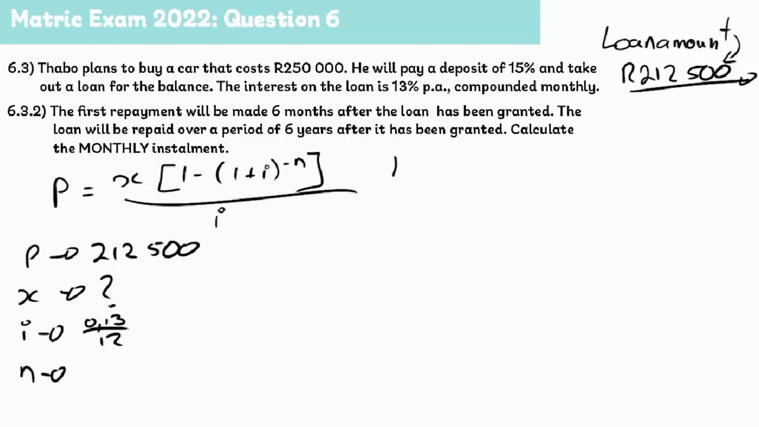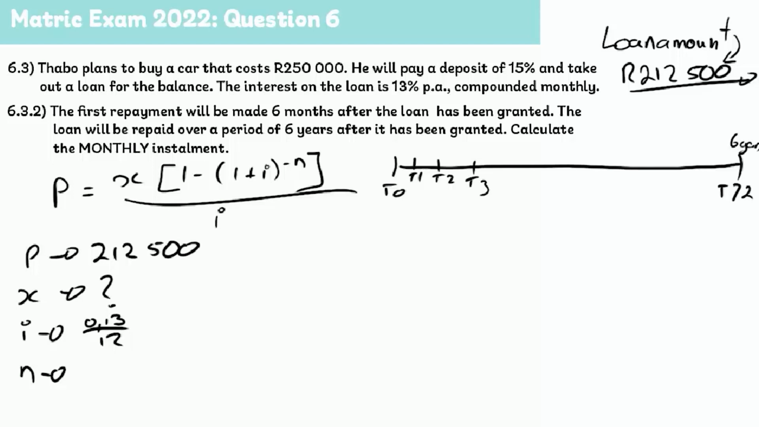Now n is the number of payments. So we have a timeline over here. It's over 6 years. This will be T0 and this will be T72. So how do we get T72? We take the monthly compounded component, which is 12, and multiply that by 6, and we have T72. So on T1, we make a payment. T2, we make a payment. T3, we make a payment. It goes all the way through to T72, and at that stage, we've paid up our loan amount.